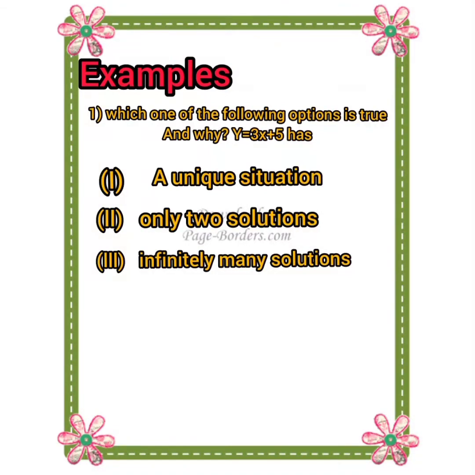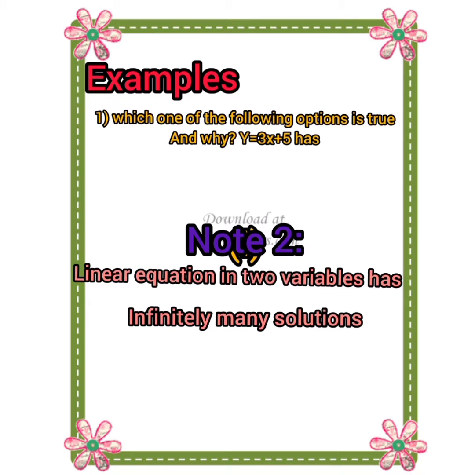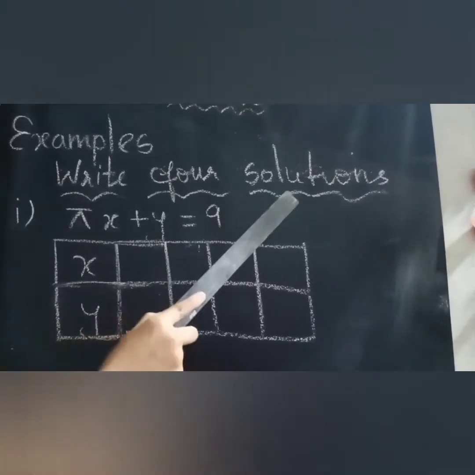Now see this question. Which one of the following equations is true and why? Y equal to 3x plus 5 has a unique solution, only two solutions, infinitely many solutions. Our answer is infinitely many solutions, because this given equation is a linear equation in two variables, and you know that very well, a linear equation in two variables has infinitely many solutions. Let's see some examples based on this concept on the blackboard.